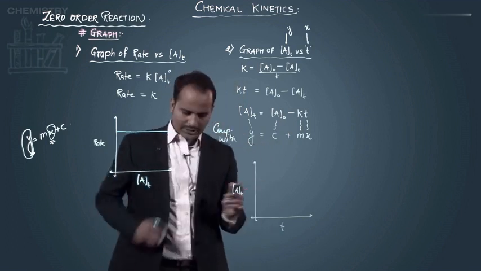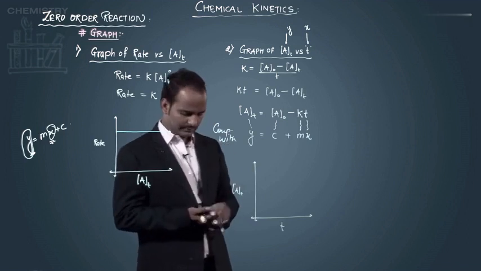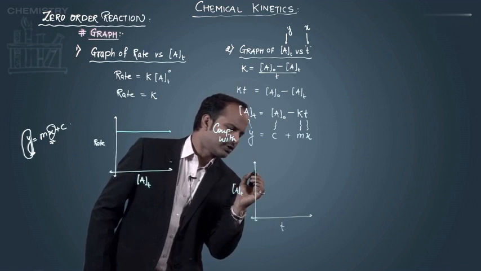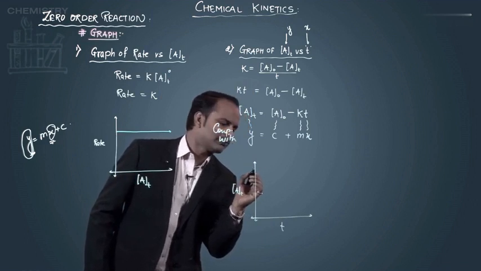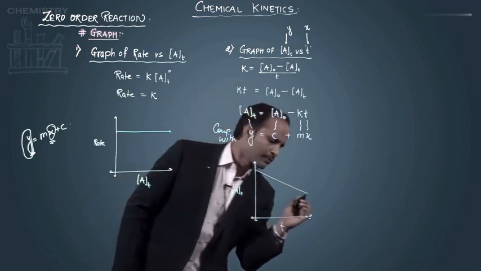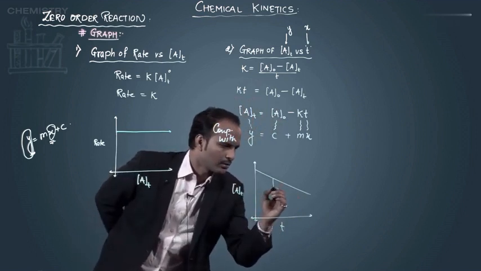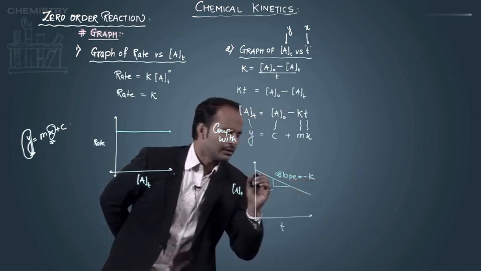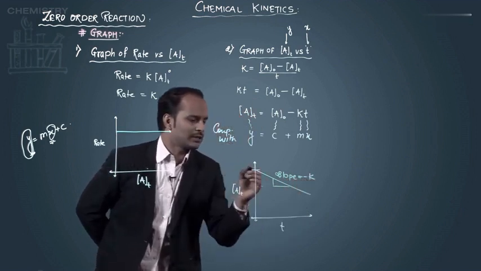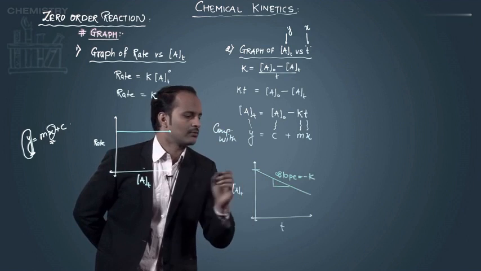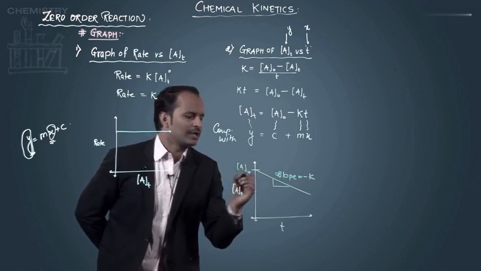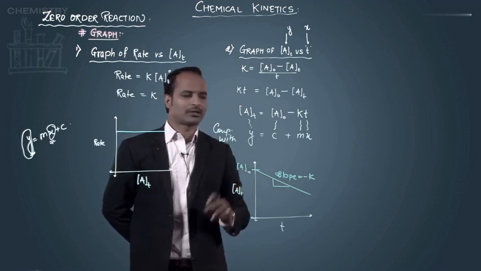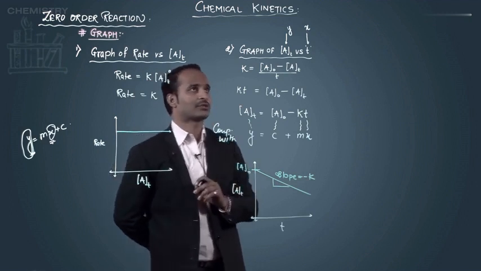So the graph is something like this, a straight line from top to bottom, and the point where it will cut the y-axis will be a naught. So this is the graph. The slope is minus k, and the point where it is cutting the y-axis is a naught. And we can say this is going to be a naught because this is a_t, and if the time is 0, then a_t will become a naught, that is its initial concentration.